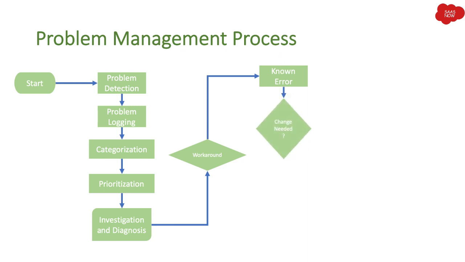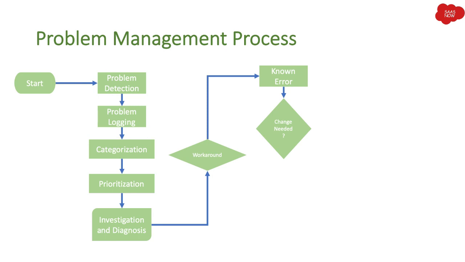And then we have change needed. That means when you work on that problem and then you get to know, yes, I think this is a known error, so I'm just waiting for a change to be implemented. So you found the fix, you have investigated the problem, you have found the fix. Now you have to create the change, and that comes under the change management process.